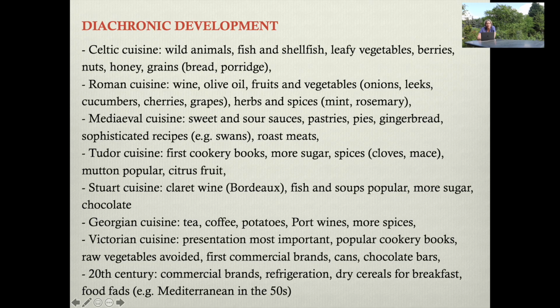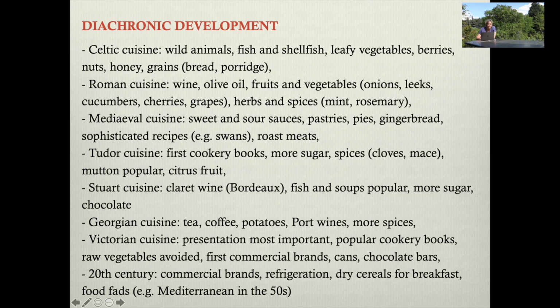Of course, lots of popular cookery books and sophisticated cuisine centered on presentation. The beautiful presentation of the dishes was more important than the actual tastes. Raw vegetables were avoided. There are all kinds of strange stories, like that tomatoes were supposed to be poisonous and they had to be very carefully processed and never eaten raw because this could be dangerous.